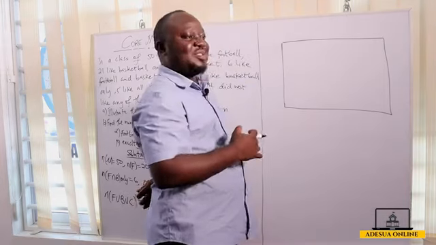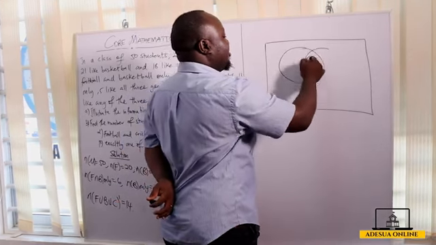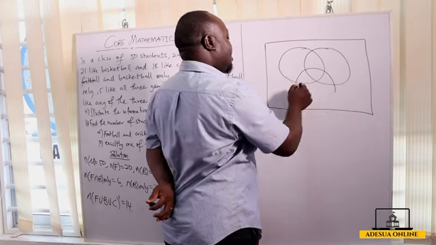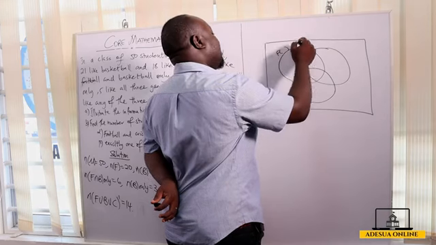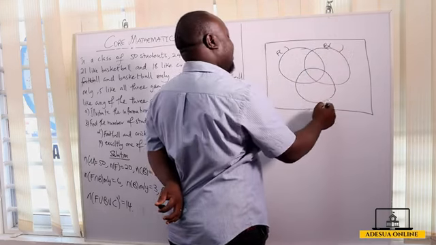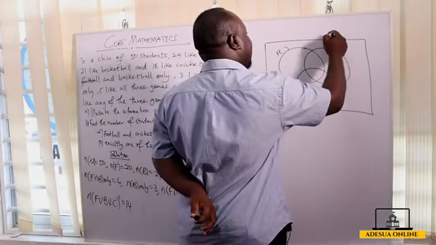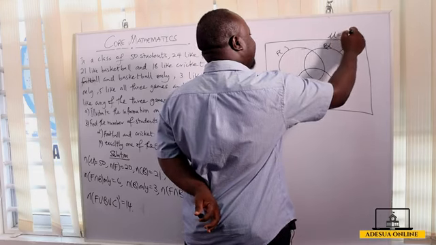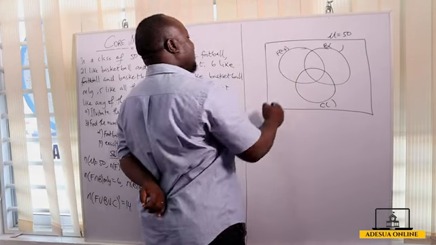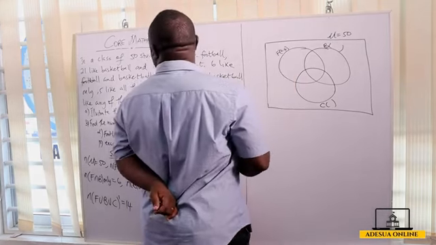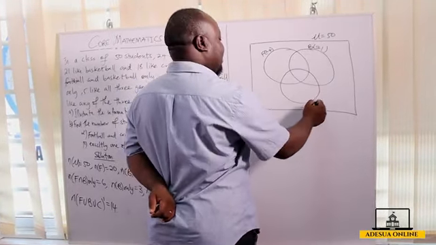because we are talking about 3 types of games, it's a 3-set problem. So we draw our 3 circles for football, basketball, and cricket. So we have football, basketball, and then cricket. So in a school of 50 students, our universal set in this case is 50. 24 like football, so football is 24. And then basketball is 21. So 21 like basketball and 18 like cricket.